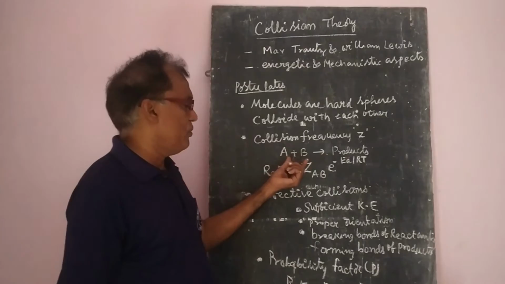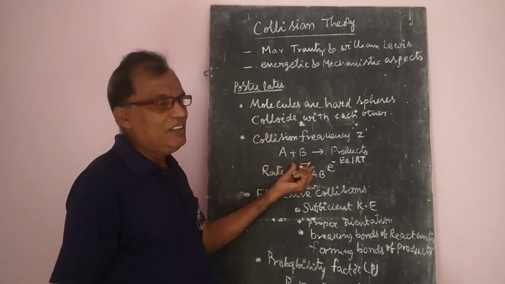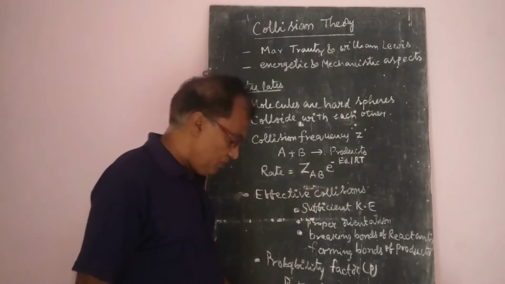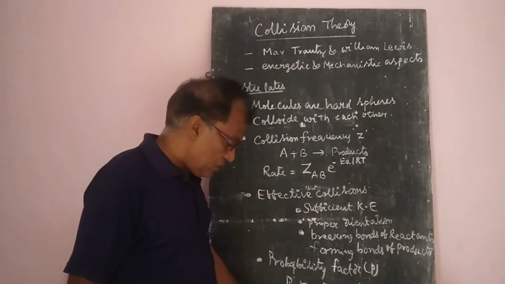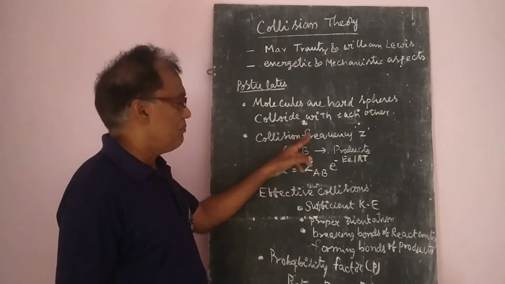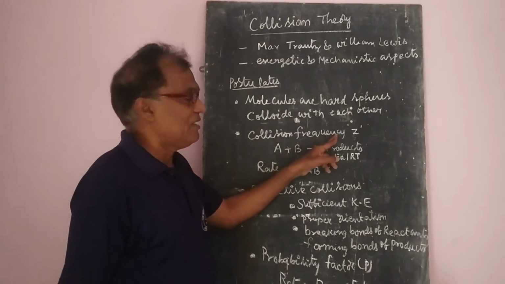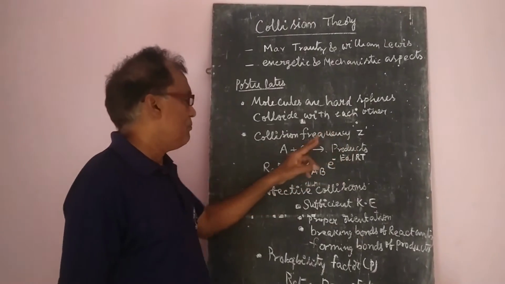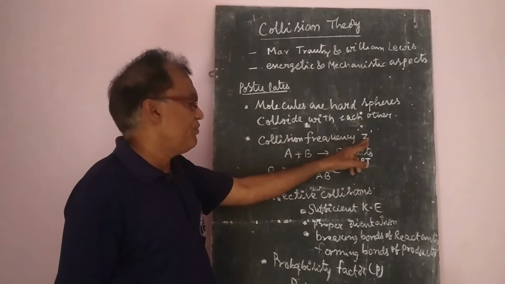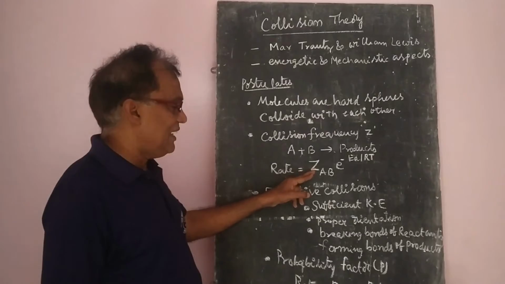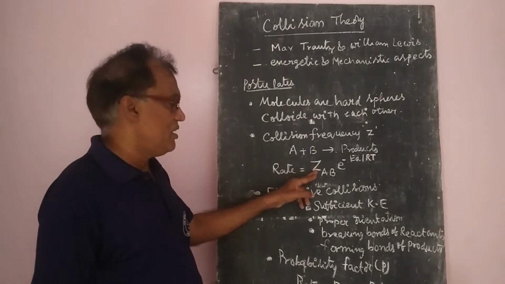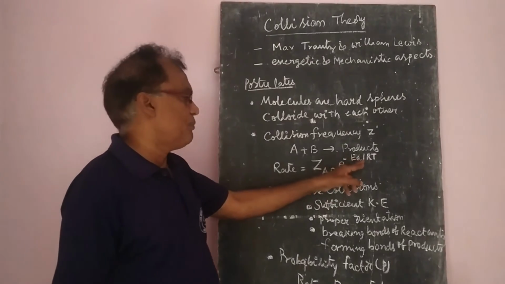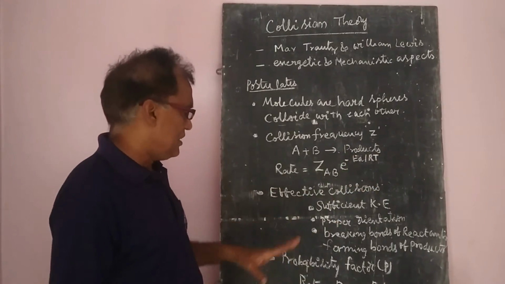The number of molecules that are colliding with each other in a particular volume is what they call the collision frequency. That means the number of collisions that take place in 1 second in a particular unit of volume, that number we are calling the collision frequency. So here Z indicates the collision frequency of A and B, that means the reactants, and e to the power of minus Ea by RT, where Ea is the activation energy.